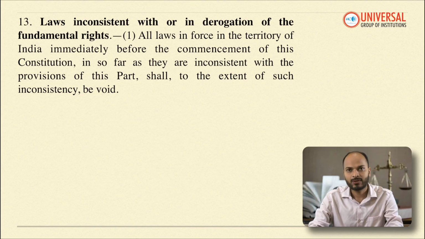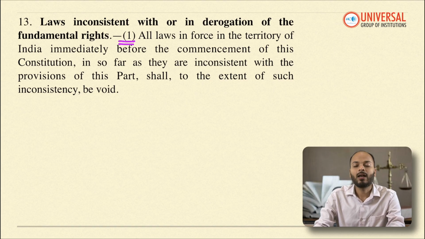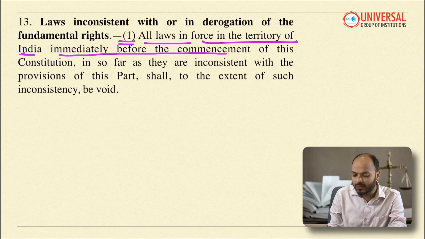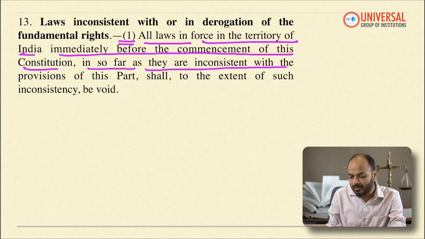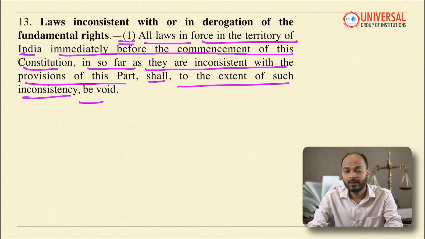Article 13 has 4 subparts. Let us first understand Article 13 subclause 1. Article 13 subclause 1 says, all laws in force in the territory of India immediately before the commencement of this Constitution, in so far as they are inconsistent with the provisions of this part, shall to the extent of such inconsistency be void. Meaning they are talking about laws which were in force before the commencement of the Constitution of India, meaning the laws which were passed by the British when they were ruling over India.